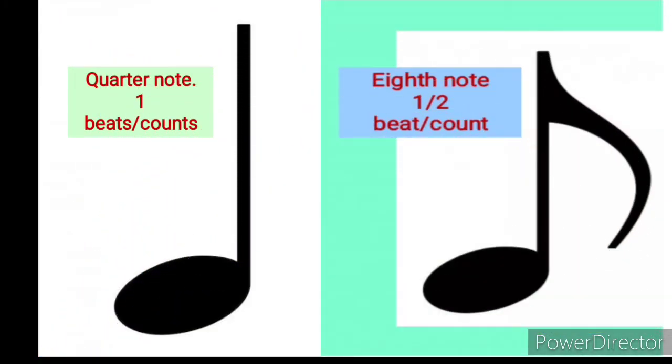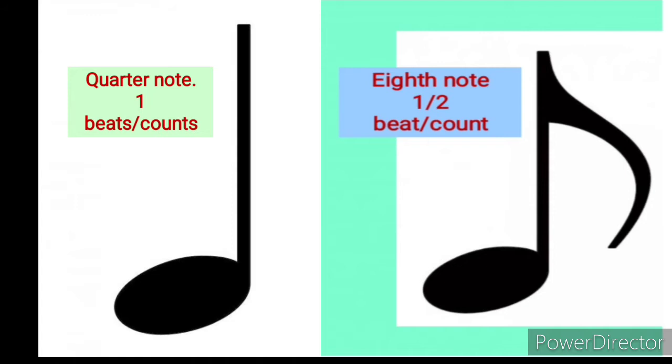The quarter note is also known as the crotchet, and it has 1 count or 1 beat. You can have 4 of these beats in 1 whole note. You count straight up: 1, 2, 3, 4, 1. You count it continuously. All right.